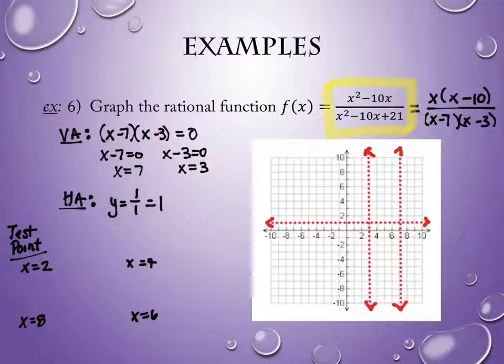If you have a calculator, I'd recommend you grab it out because these are not as clean as the last ones. If I test f of 2, I would have 2 squared minus 10 times 2 over 2 squared minus 10 times 2 plus 21. Or if you want to plug it into the factored form, you could do that. Totally would be fine. But I need to know what happens when I plug in 2.